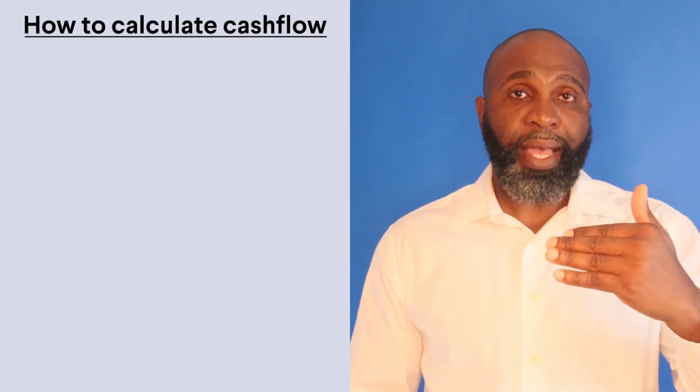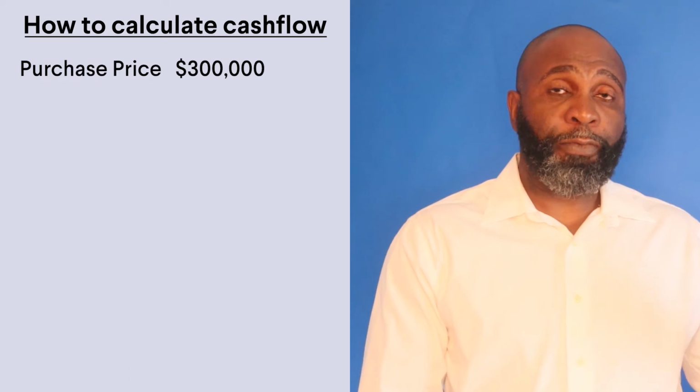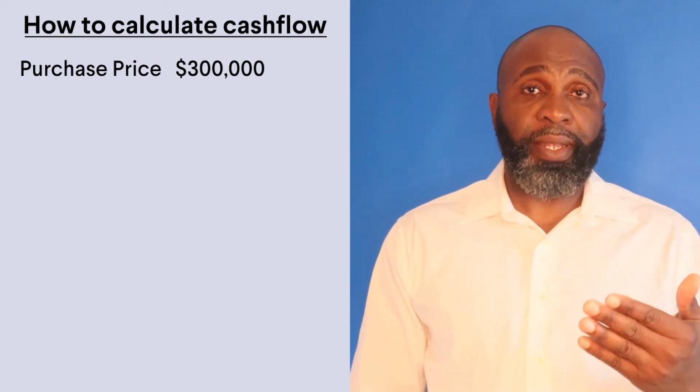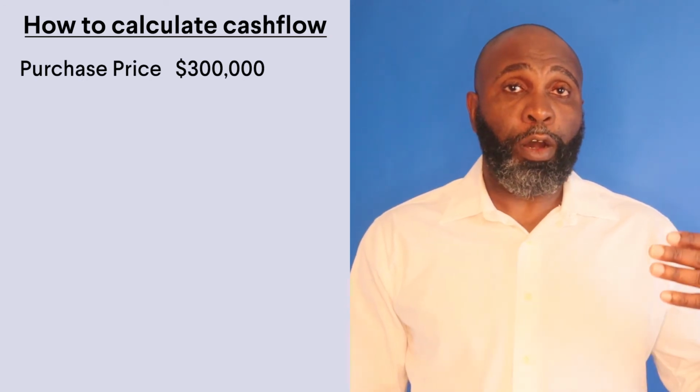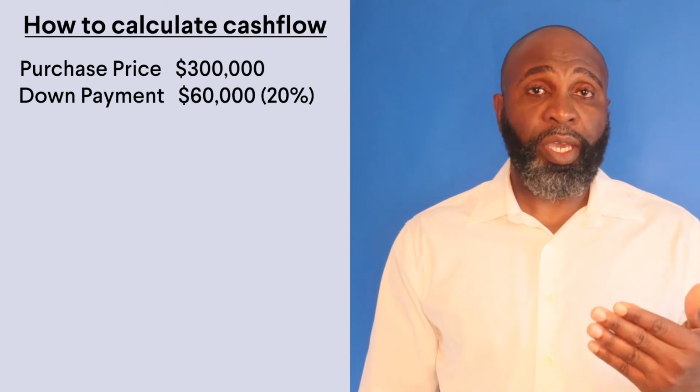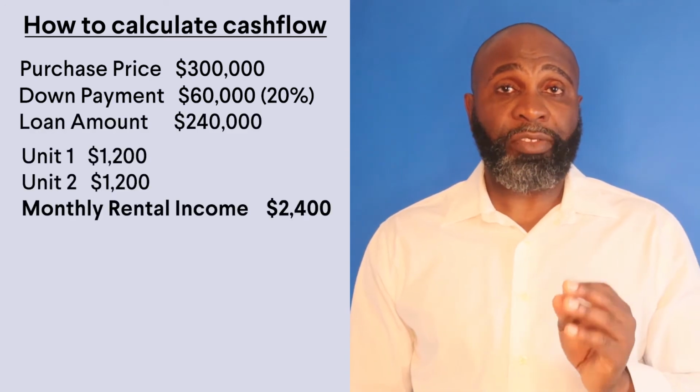So what we're going to do now is go over all these expenses and assign numbers to them. And you're going to see at the end, once we analyze everything, you can make a determination if that property makes sense. So once again, keep in mind my 1% rule: the price is $300,000, and the rent collected is going to be $2,400 a month. The first thing, because it's an investing property, you're going to put 20% down. 20% of $300,000 is $60,000. So now you're going to have a mortgage of $240,000.